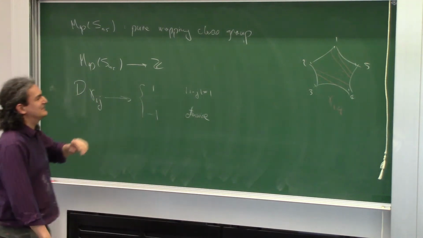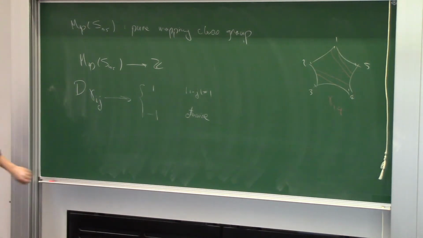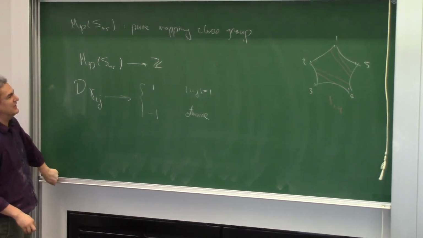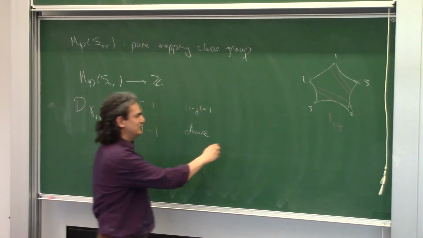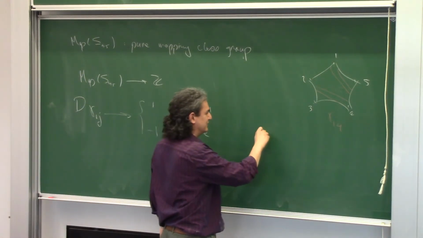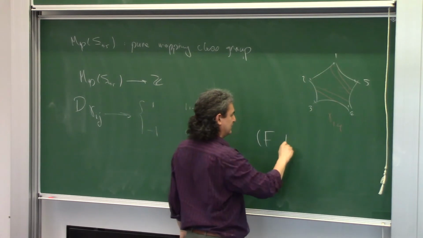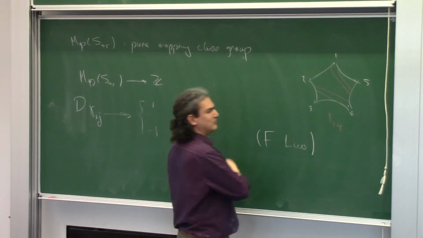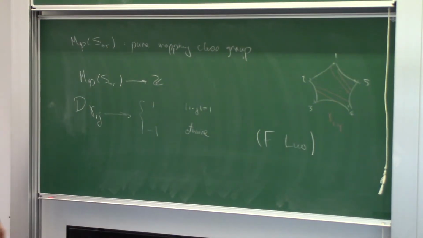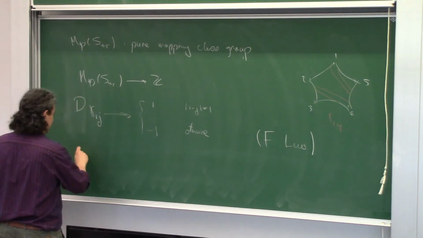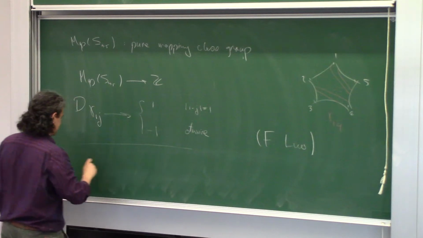All right, let's check that this is a homomorphism. So what are the relations? According to a presentation of the mapping class group given to you by Feng Luo, the mapping class group is generated by all Dehn twists. So what does Feng say? It says you can choose a presentation of the mapping class group.